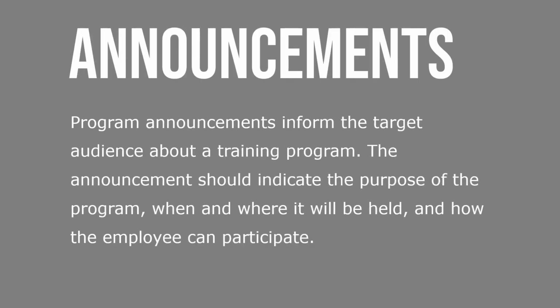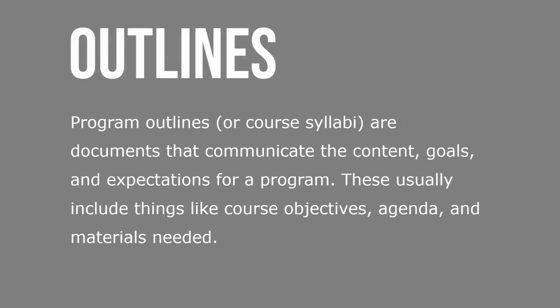Program announcements inform the target audience about a training program. The announcement should indicate the purpose of the program, when and where it will be held, and how the employee can participate. Program outlines, or course syllabi, are documents that communicate the content, goals, and expectations of a program. These usually include things like course objectives, agenda, and materials needed.